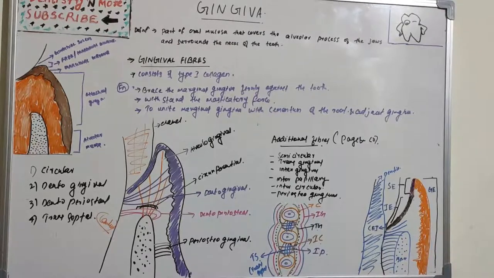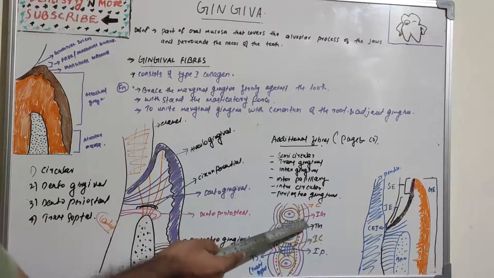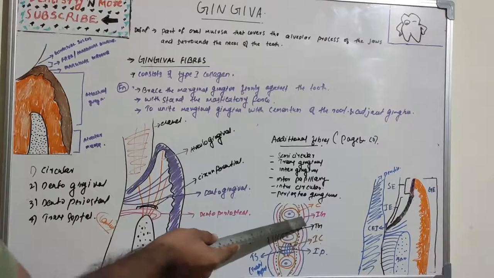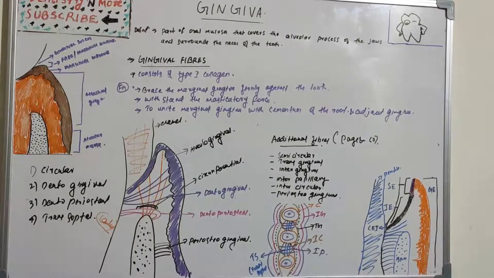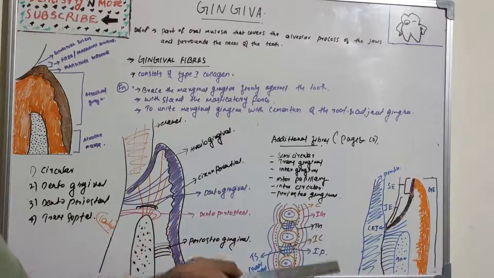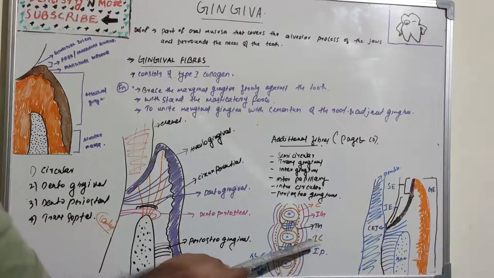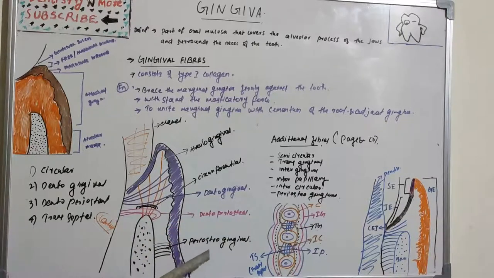And we have additional fibers, described by Page and co-workers. They are semicircular, transgingival, intergingival, interpapillary, intercircular, and periosteogingival. Periosteogingival is here; it starts from the periosteum and goes to the gingiva. Circular we have already seen. Intergingival is between the gingiva, this pink one, and transgingival goes between the gingival tissues, this black dot. Interpapillary is these horizontal violet lines. Interpapillary and intercircular, and periosteogingival I have already shown.